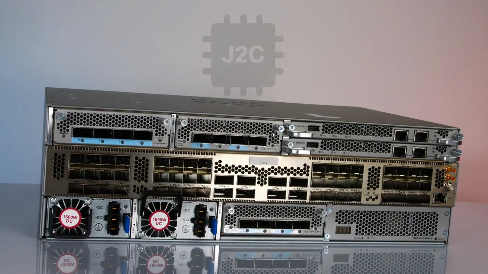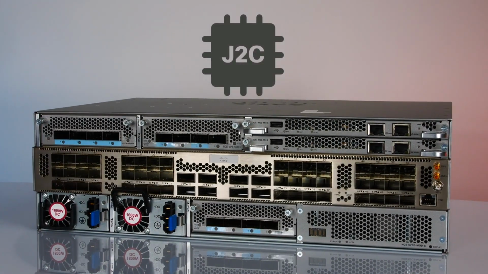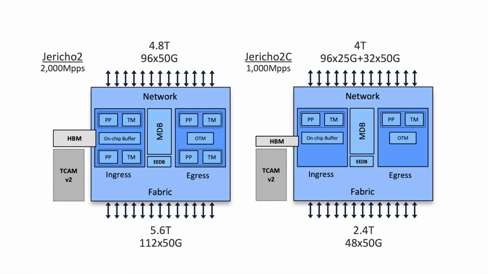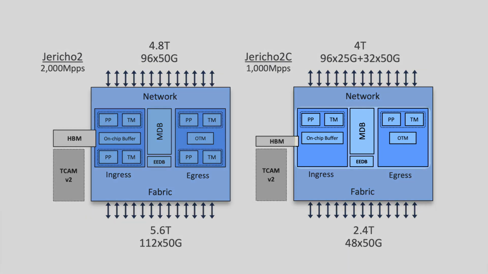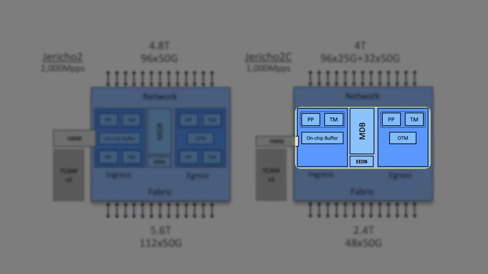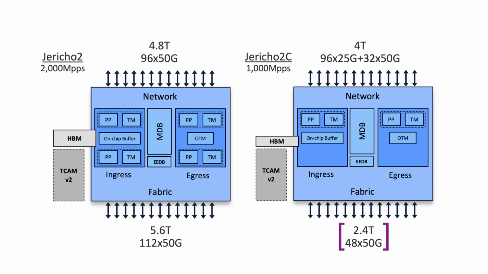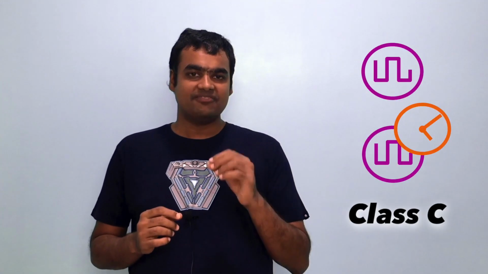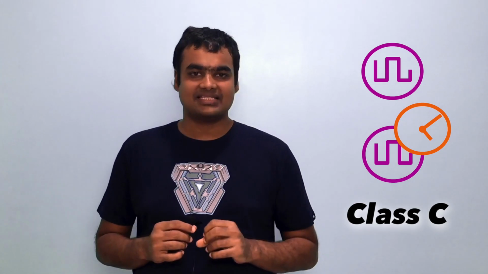Before we discuss further about the platform itself, let's understand about the forwarding ASIC. This platform has the Broadcom Jericho2c ASIC, which is very similar to the Broadcom Jericho2 ASIC, except that it's a single core platform and it can support 2.4 terabits throughput and 1 billion packets per second. This is also going to be the first ASIC that can support Class C natively.